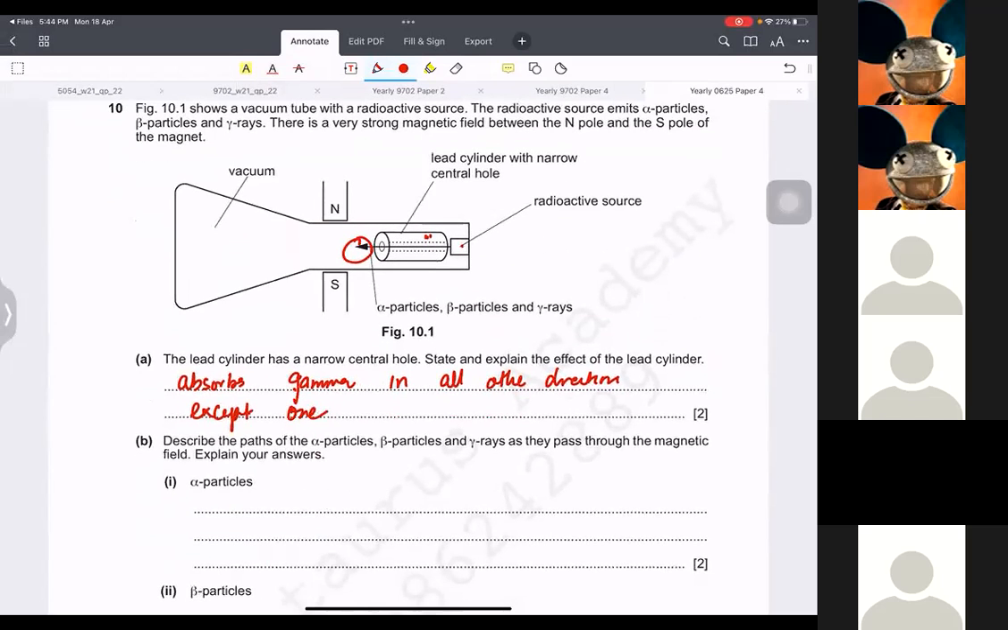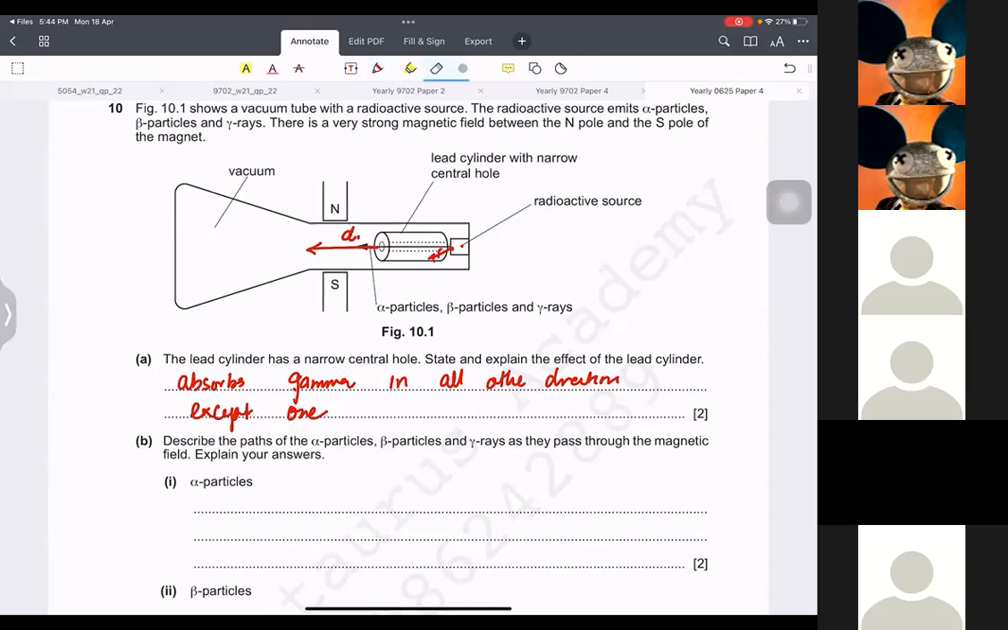Now, describe the paths of alpha and beta particles as they pass through the magnetic field. This is something important. Please remember this. Some rays will go like this, some will go like this. So the lead will absorb all the other ones except for the ones that go straight.